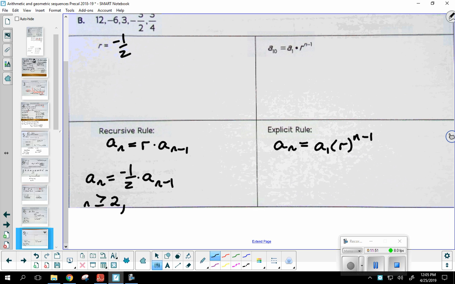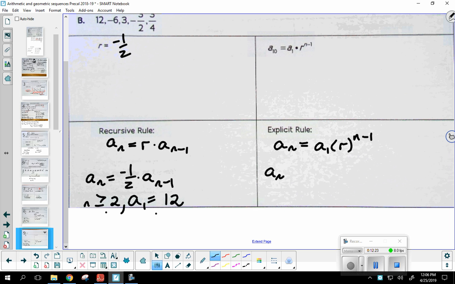And there's one other item I always want to provide. A sub what? There you go. You always want to provide the first term. So in this case, the first term is 12. And it's really easy to forget those. But with the recursive formula, we want to give the first term and n greater than or equal to 2. And if you use that version, the restriction is always going to be greater than or equal to 2.